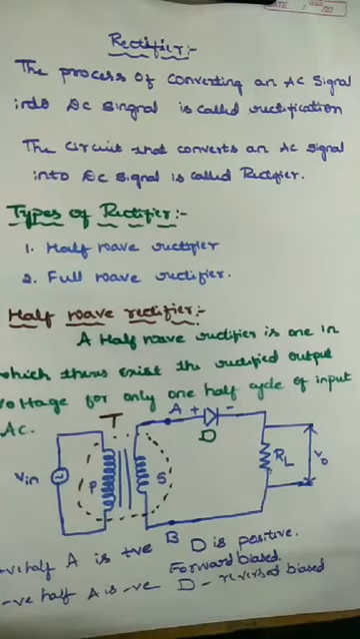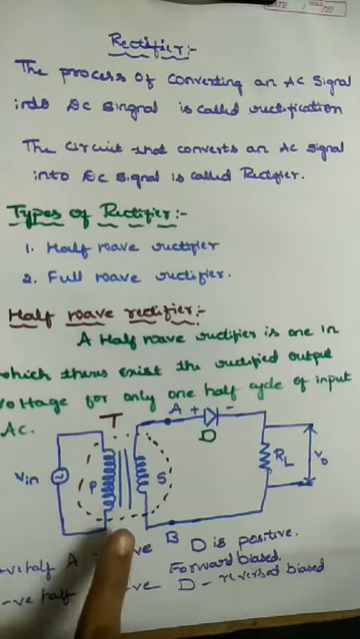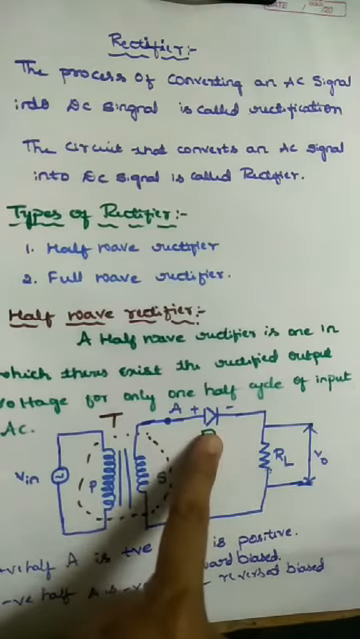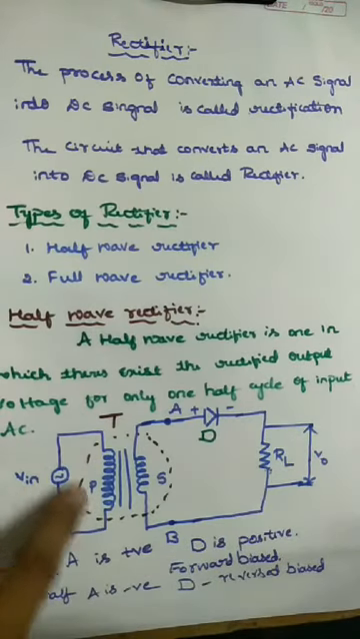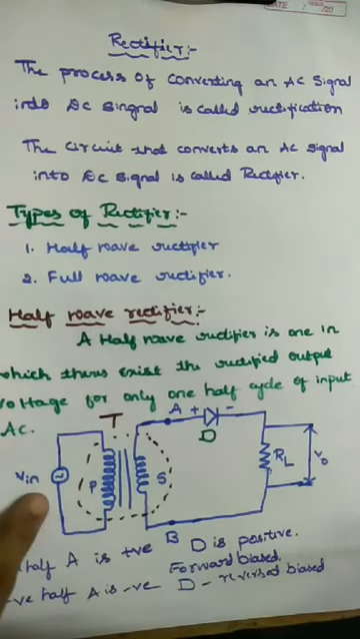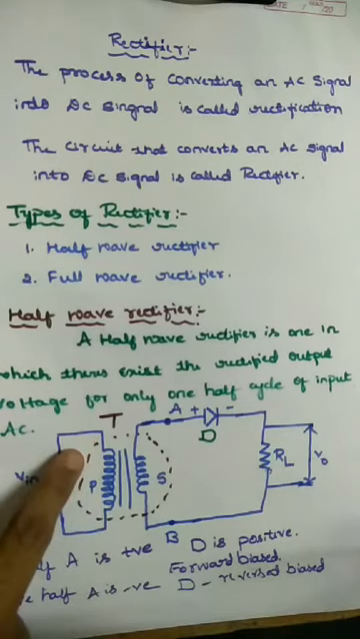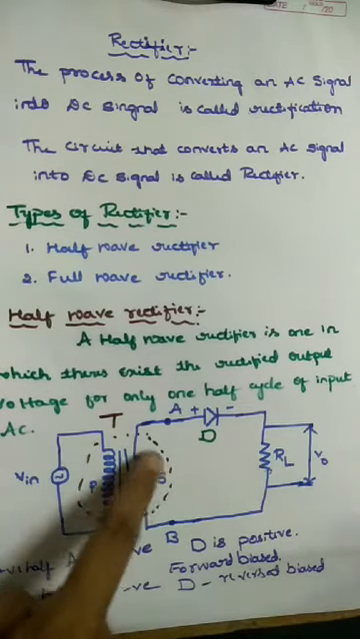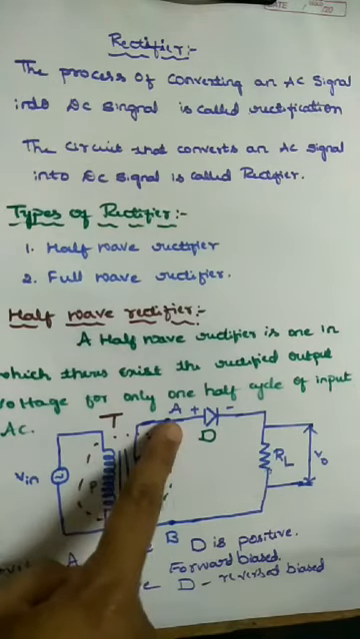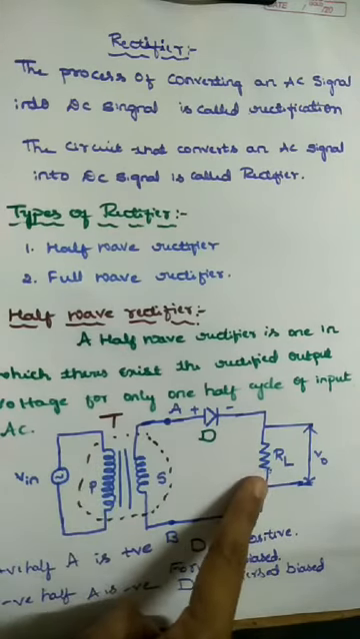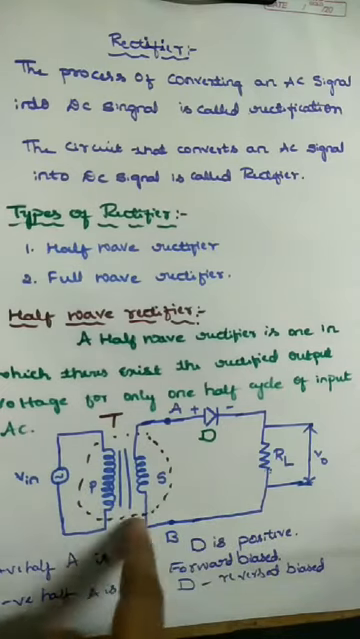Now we are going to understand why it is called a half wave rectifier. This is the construction of the half wave rectifier. We use a transformer, semiconductor diode, load resistance, and V input, which is the alternating current. V input is connected to the primary coil of the transformer, and the secondary coil is connected in series with the diode and load resistance RL.